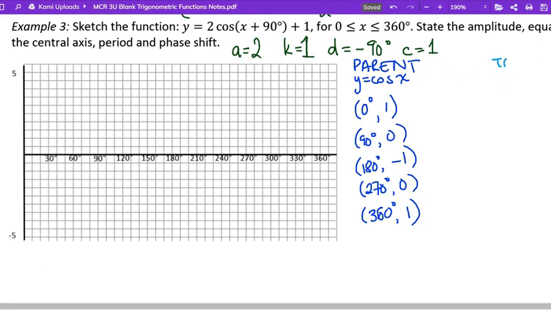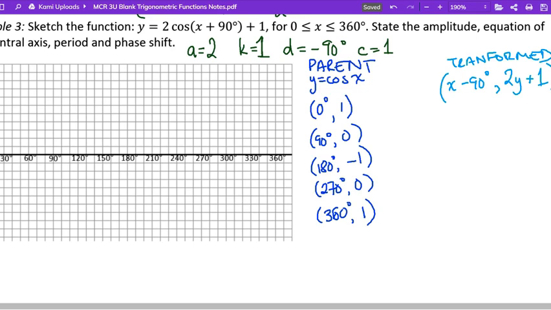Okay, let's get going. Let's do some work with the transformed function. So we need to think of our mapping notation. We're going to get x divided by k plus d. Let's actually write this down. So we're going to have x minus 90, because there is no k. But for y, we have to multiply it by 2 and then add 1. So here we have our mapping notation.